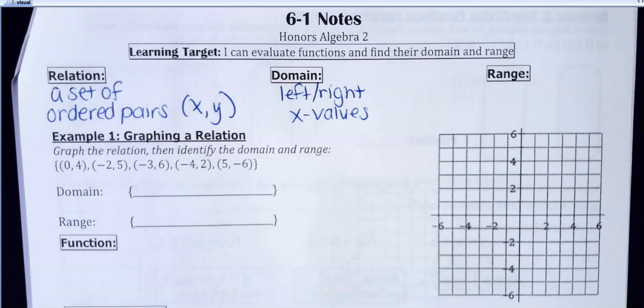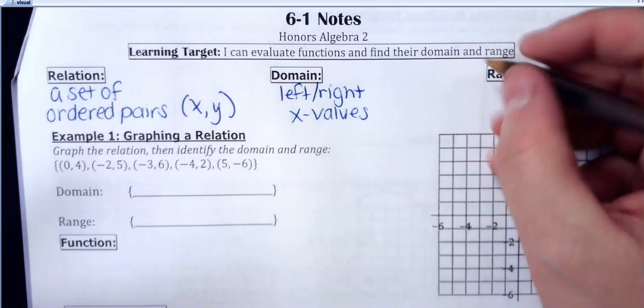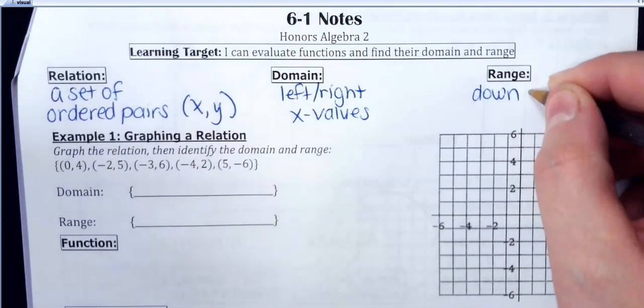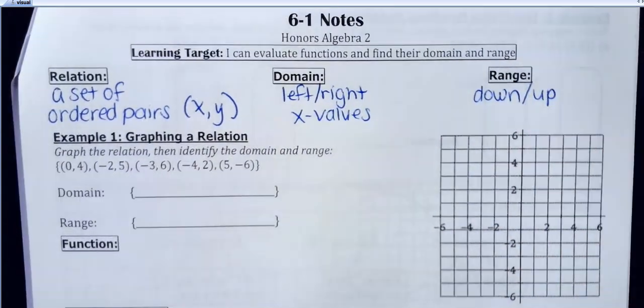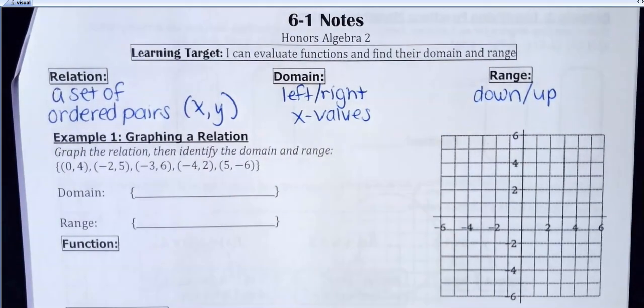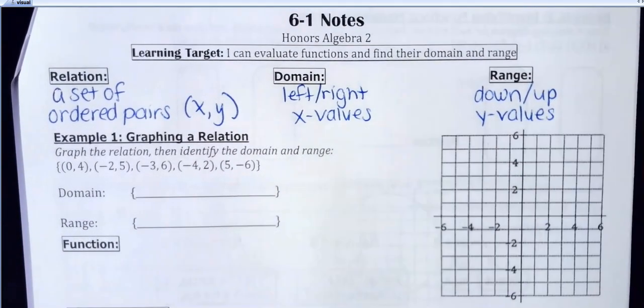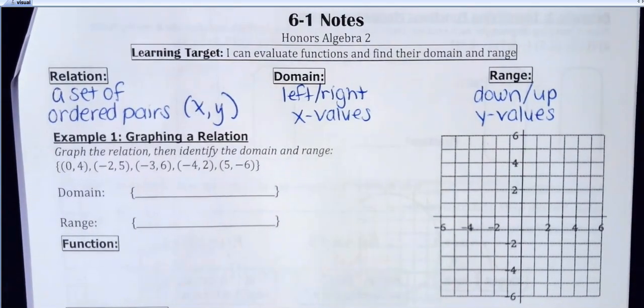Now, range. If you're doing a graph and any kind of interval notation, you want to come from the bottom of the graph to the top, so down to up, and we'll get into that in a second. But if you just have a list of points, you're just going to write down the Y values. We're going to do X values and Y values in our first example. So I literally just have a list of points.